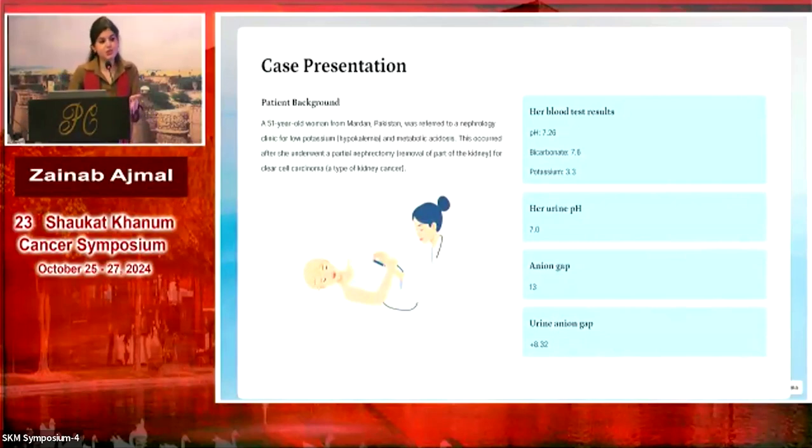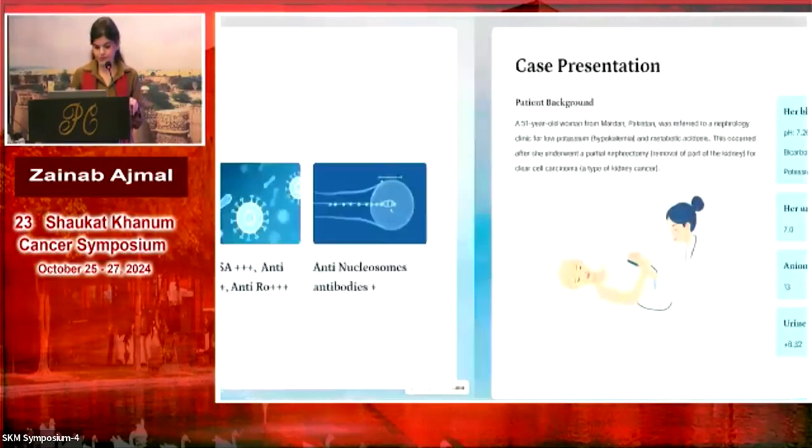So her blood test showed a pH of 7.26, bicarbonate of 7.6, potassium was 3.3, her urinary pH was 7, anion gap was 13, and urine anion gap was positive. The urine anion gap was important because it differentiates the causes in normal anion gap metabolic acidosis, which can either be RTA or diarrhea. So a positive anion gap shows that RTA was the underlying cause of the metabolic acidosis.